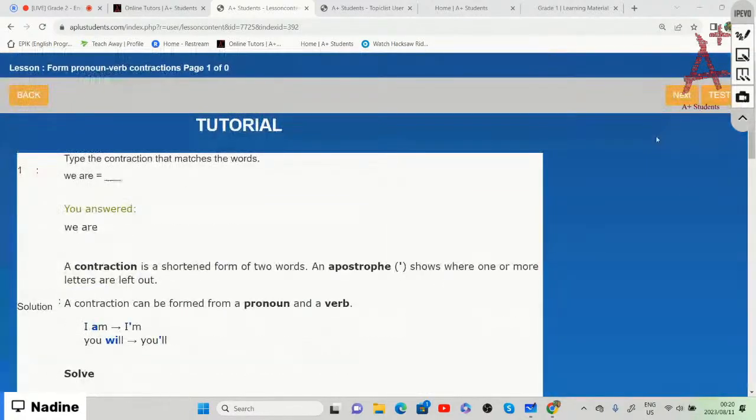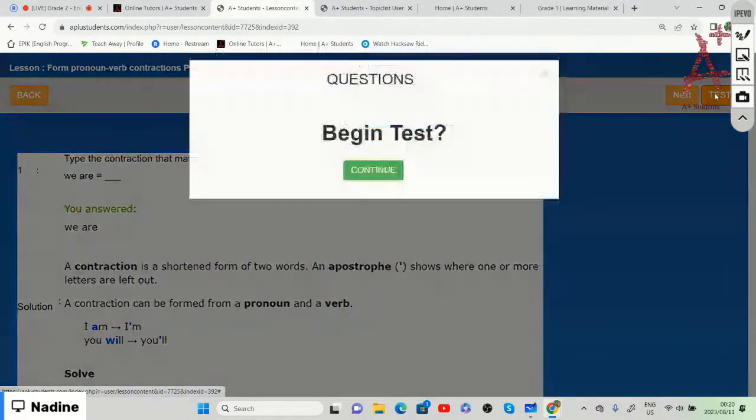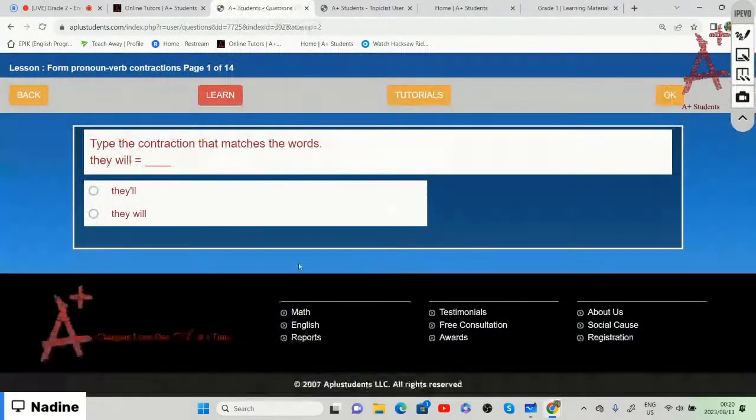All right, let's go to the test. Now we're going to do a little test on pronoun verb contractions, where we need to type the contractions that match the word. So now we need to type the contraction that matches the word, right? They will. We need to choose the correct contraction, a shortened form of the words they will.